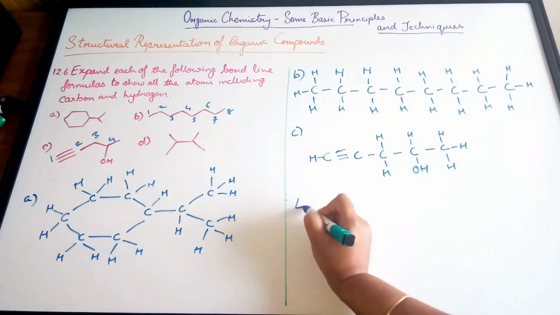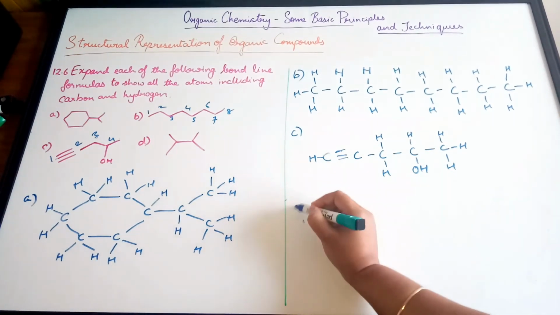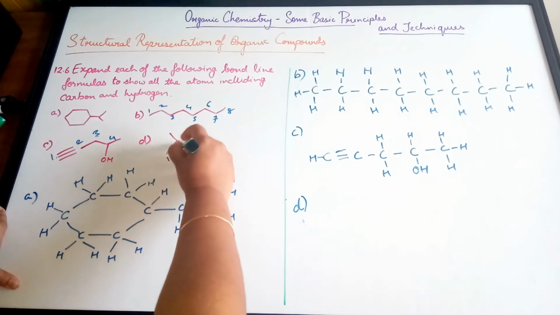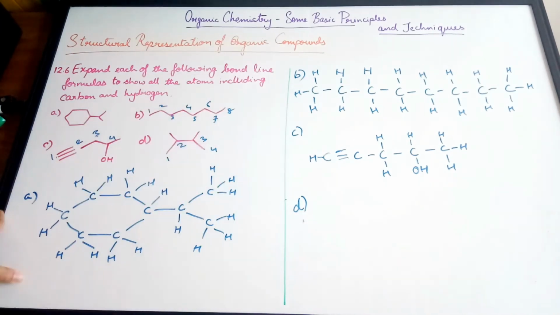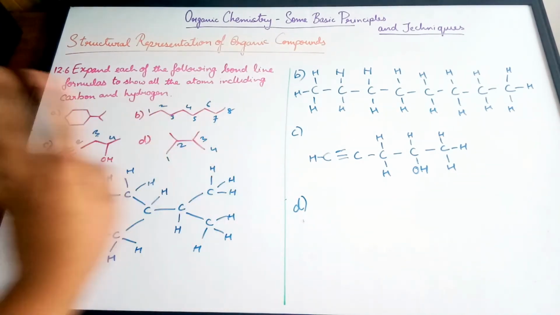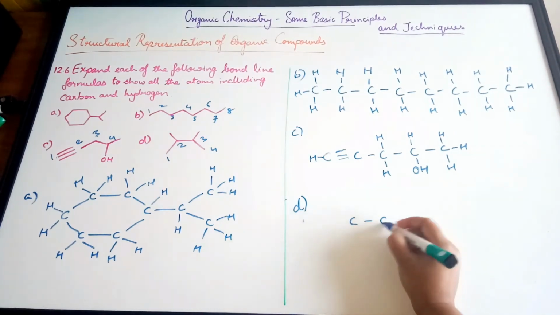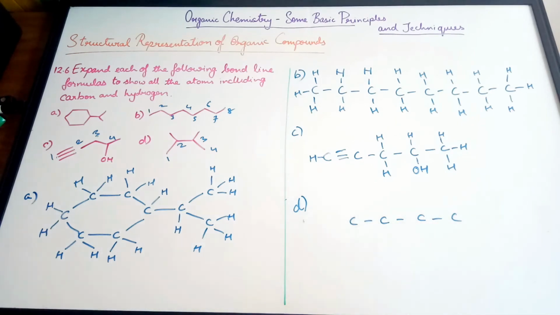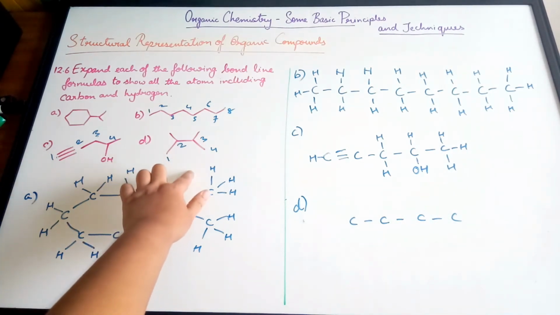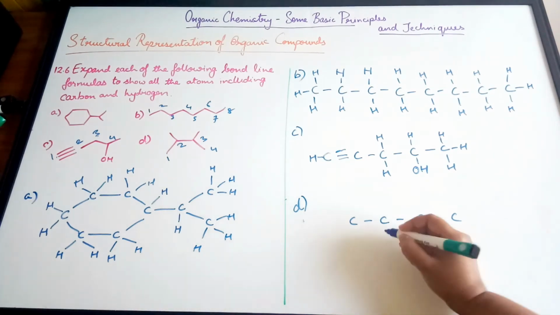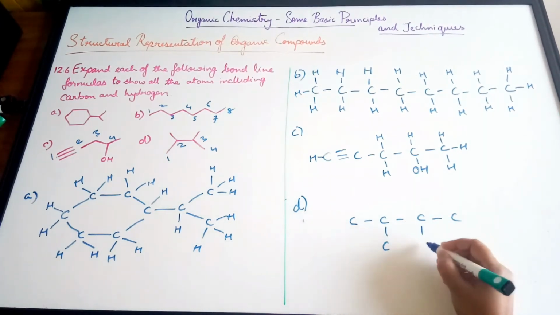Now the fourth one, D. Now this is the bond line structure. Okay, so 1, 2, 3 and 4. Let's take 4 carbon atoms as the main chain. So 1, 2, 3 and 4. We know that the second and the third carbon atoms have a methyl group attached to them. So C and C again.